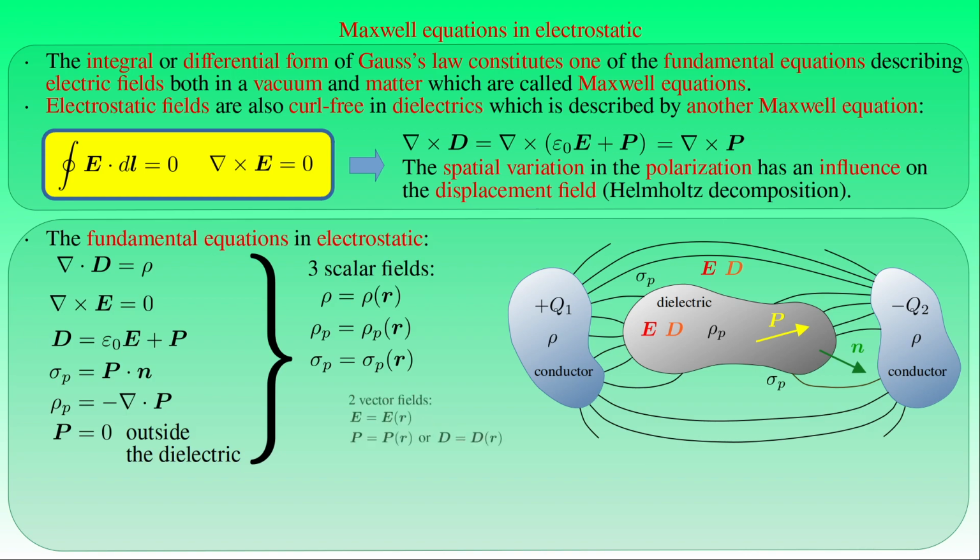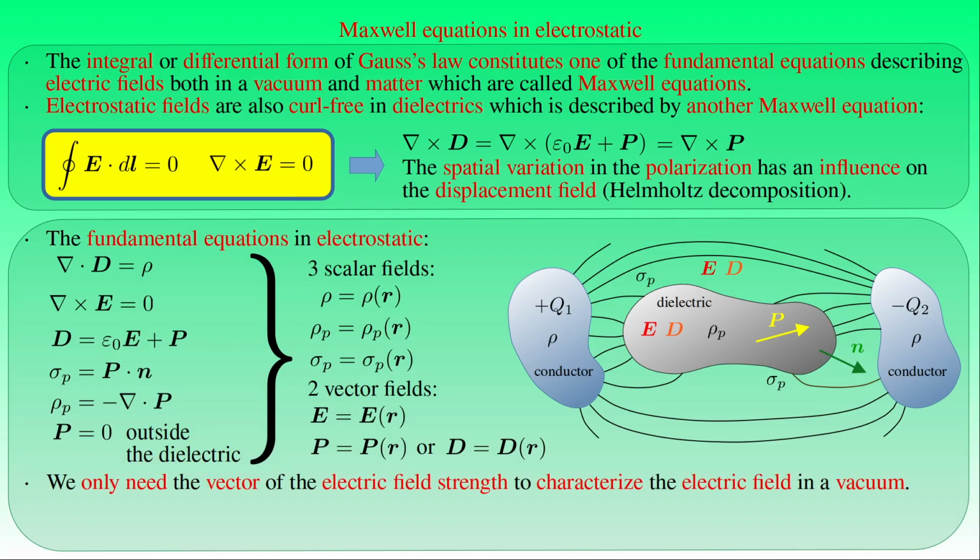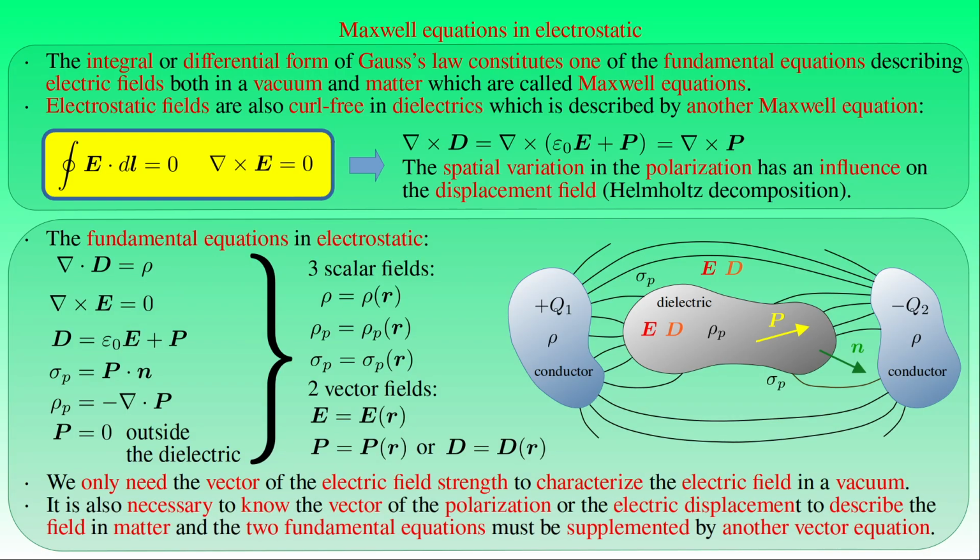These equations contain only two vector fields that can be considered as independent quantities: the electric field strength E, and the polarization field P, or alternatively the displacement field D. This shows that while we only need the vector of the electric field strength E to describe the electrostatic field in a vacuum, it is also necessary to know the vector of the polarization P or the electric displacement D to describe electric fields in matter, and the two fundamental equations must be supplemented with another vector equation.